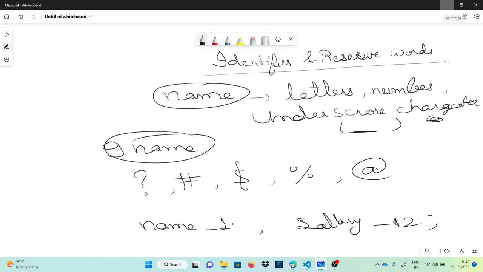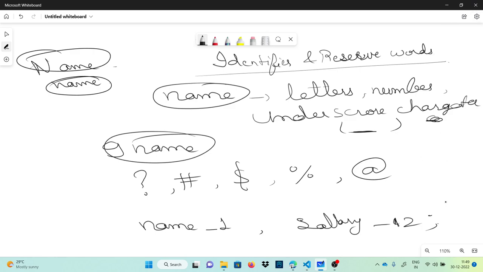Okay, we should also remember that Python is a case sensitive programming language. It means capital letters and small letters are identified separately by Python. So suppose Name and name are both different identifiers in Python. Okay, so I hope you have understood it.